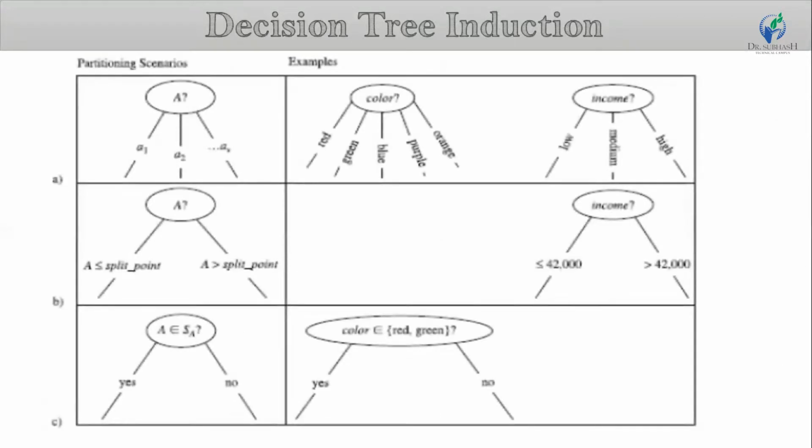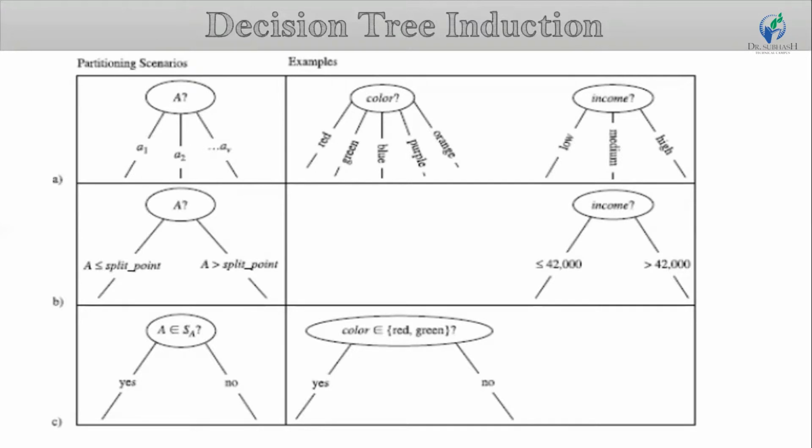Now, there are three possible scenarios as illustrated in this figure. Let A be the splitting attribute. A has 5 distinct values, A1, A2 to A5, based on the training data. Three possibilities for partitioning tuples based on the splitting criteria are shown with examples. In the first figure, let A be the splitting attribute.